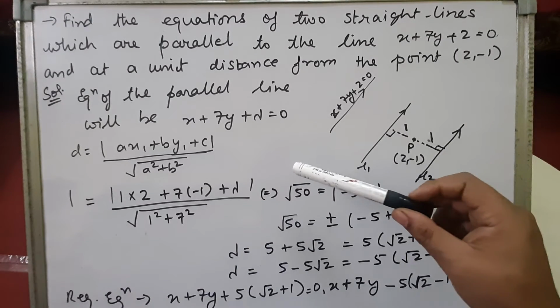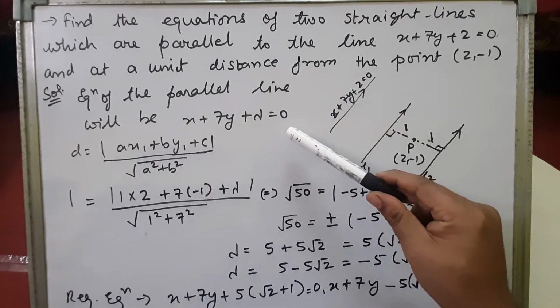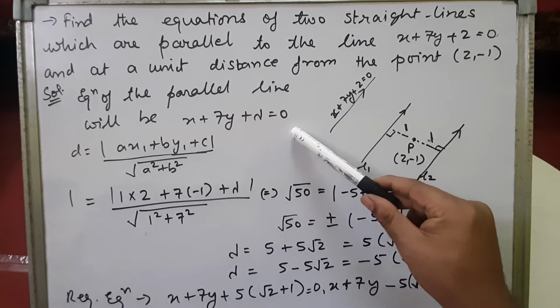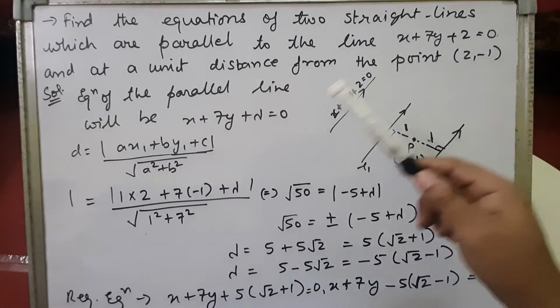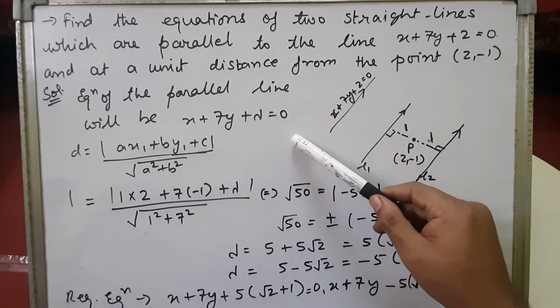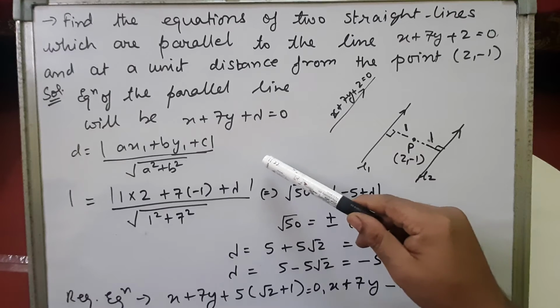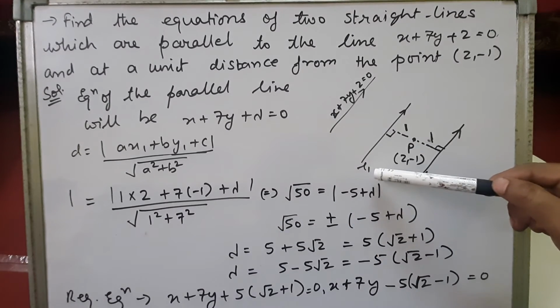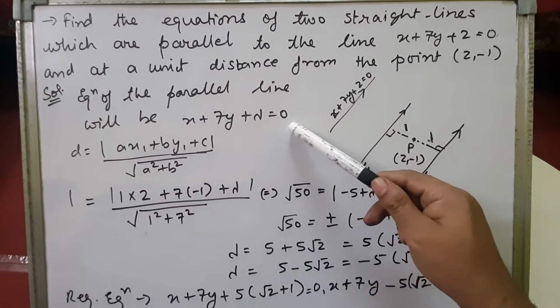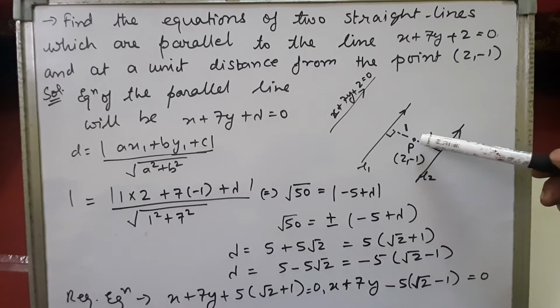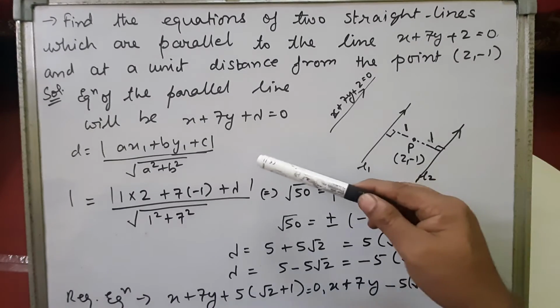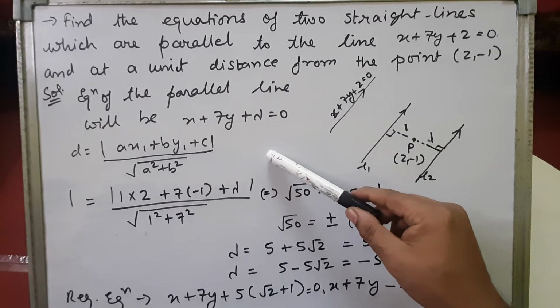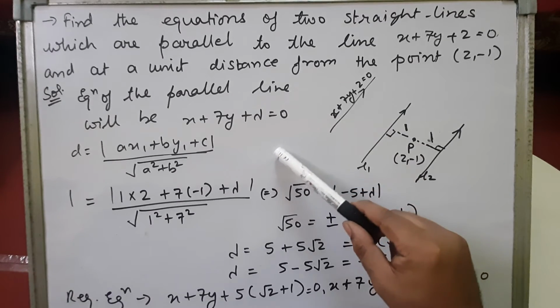So if we find the equation of the line parallel to the line x + 7y + 2, the line equation will be x + 7y + lambda = 0. So we know the equation of L1 as x + 7y + lambda, and if we draw perpendicular from point P to this line L1, the formula that we are going to use is mod of ax1 + by1 + c upon under root a square + b square.